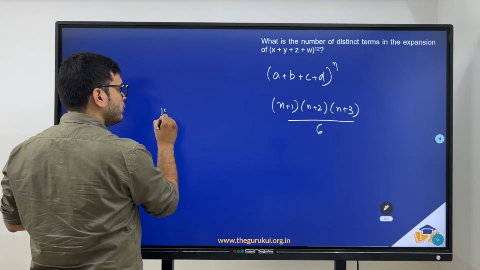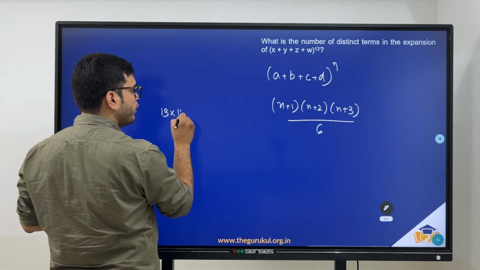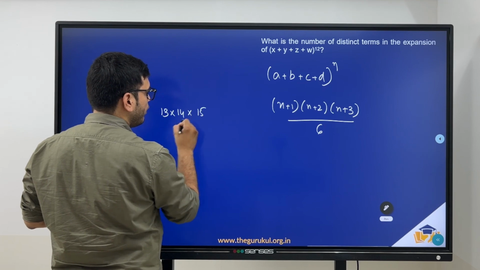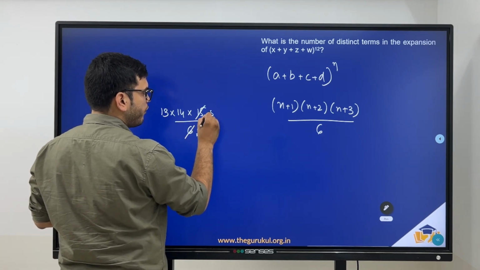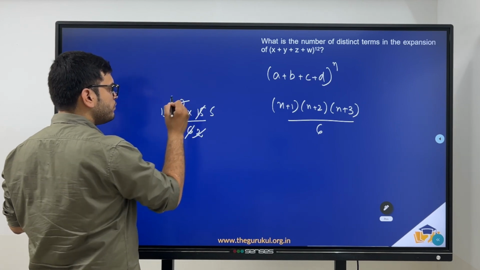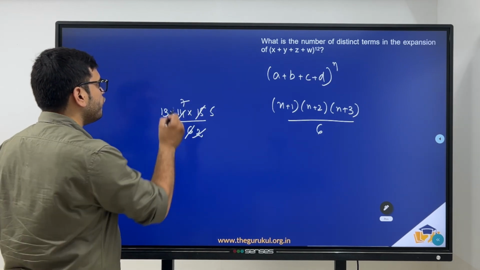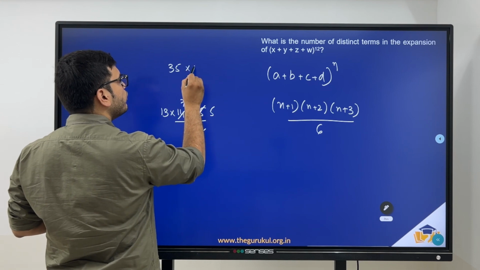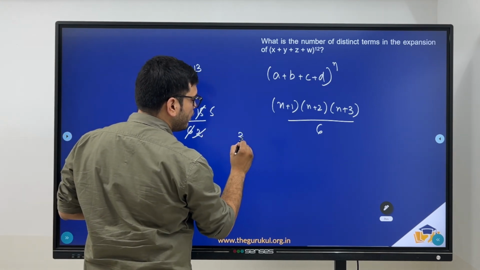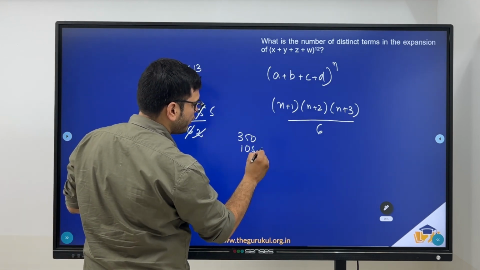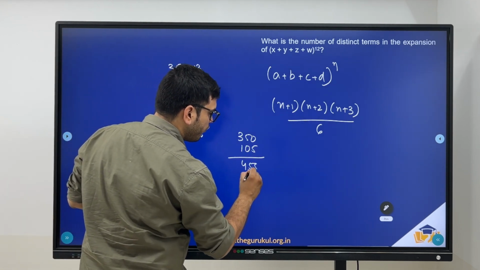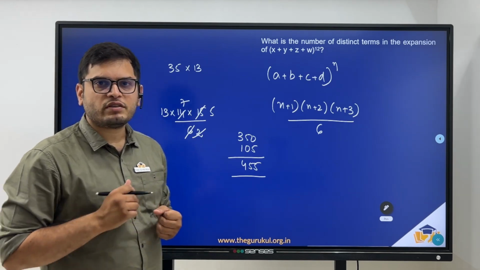So 12 plus 1, 13, into 12 plus 2, 14, into 12 plus 3, 15, by 6. So 3 twos, 3 fives, 2 sevens. So 7 fives, 35. So 35 into 13, 35 into 10, 350, 35 into 3, 105. So 455 should be the answer to this question.